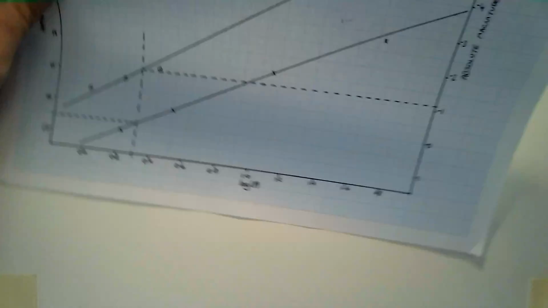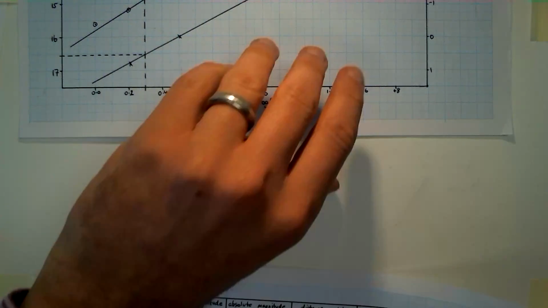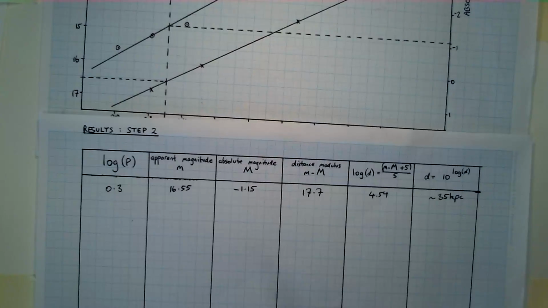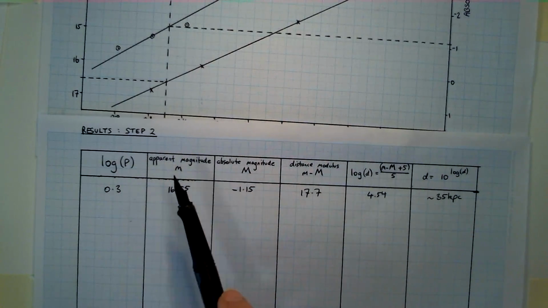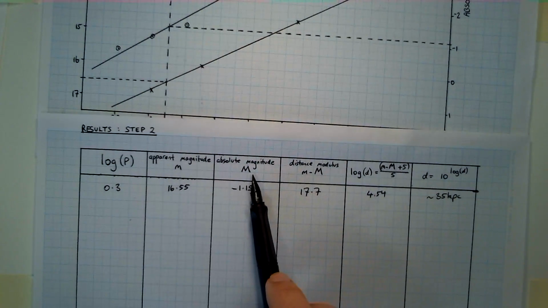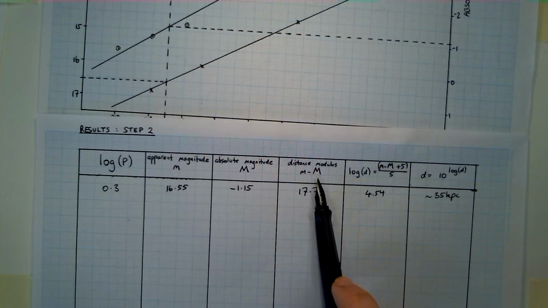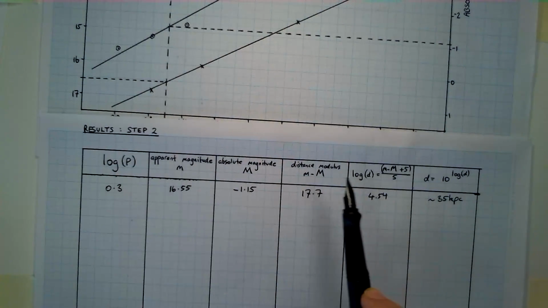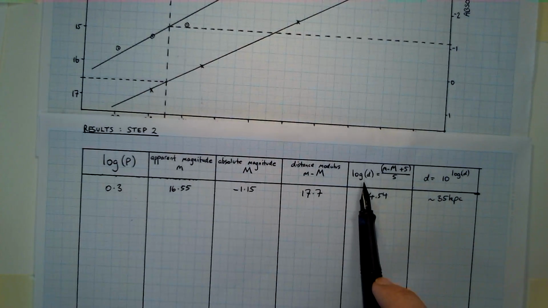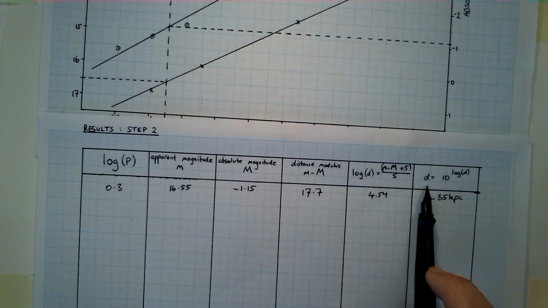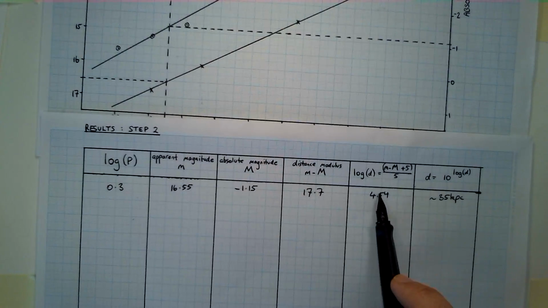I set out my results like this. So a table with logarithm of p, the apparent magnitude m for a Cepheid with that logarithm of the period, absolute magnitude from our calibrated scale, the distance modulus, which is the difference between the apparent magnitude and the absolute magnitude. We then work out the logarithm of the distance, which is the distance modulus plus 5, all divided by 5, and then the distance in parsecs, which is 10 to the power of this value, log d.